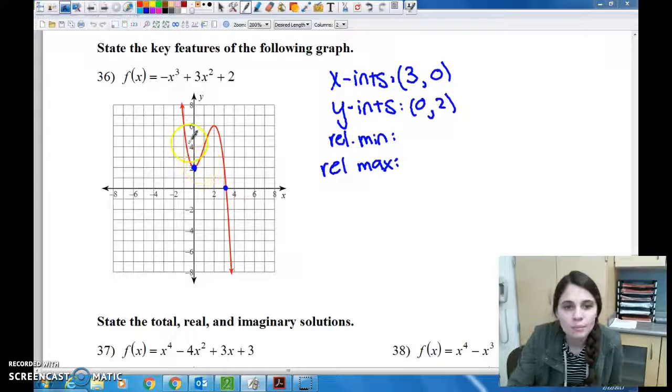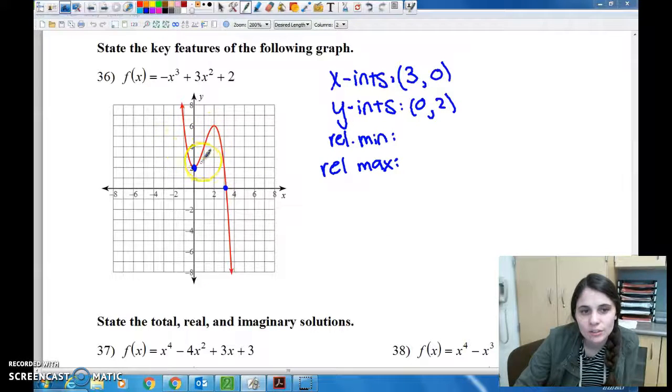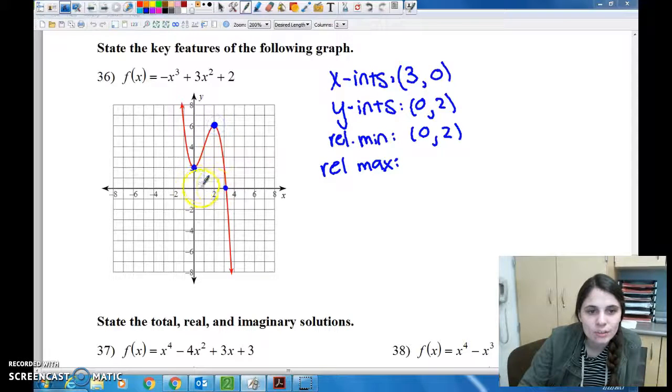So relative minimum is wherever there's like a valley. So right here, where it valleys, there's a minimum. So there's a minimum at 0, 2. And then a maximum is where there's a peak. So there's a peak at 2, 6.